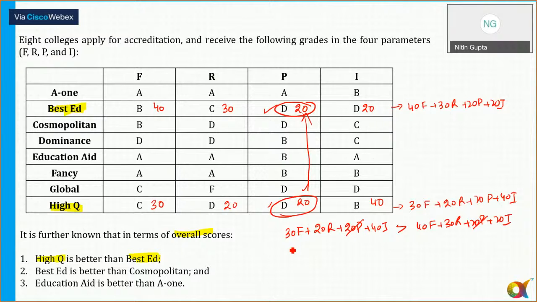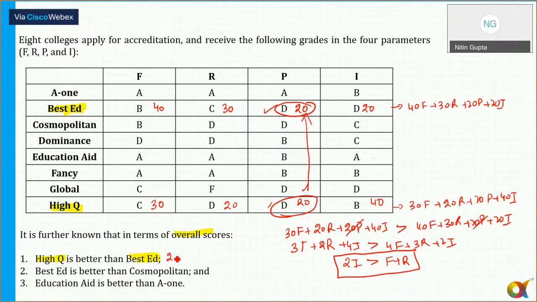I'll get further if I divide by 10. This will be 3F and 4F, plus I. It is greater than 4F plus 3R plus 2I. So this will come out to be that. I can write this down somewhere neatly, as condition number one.